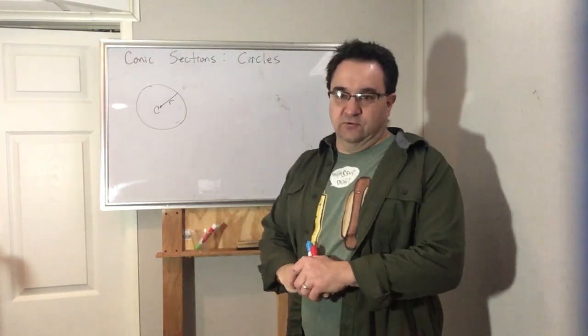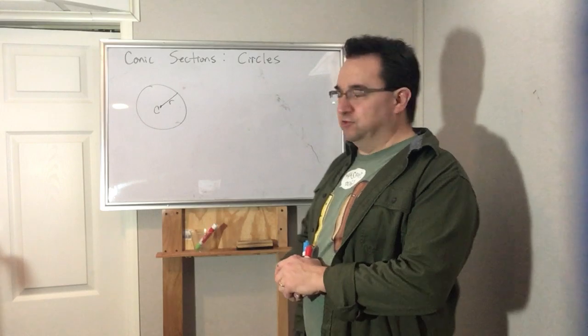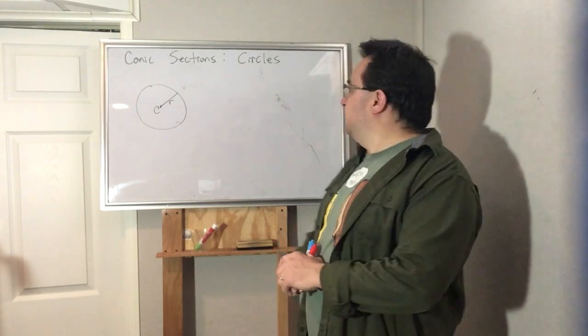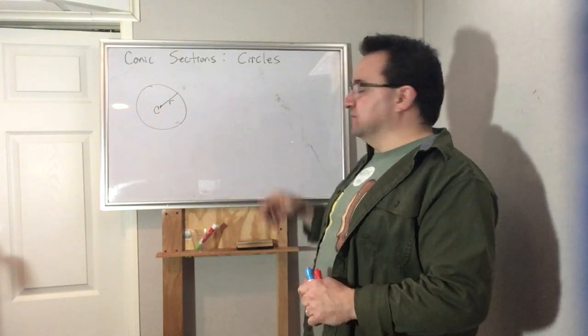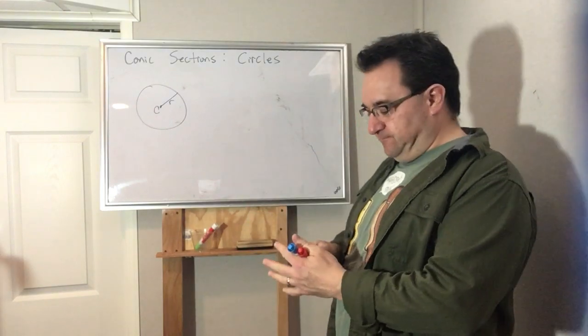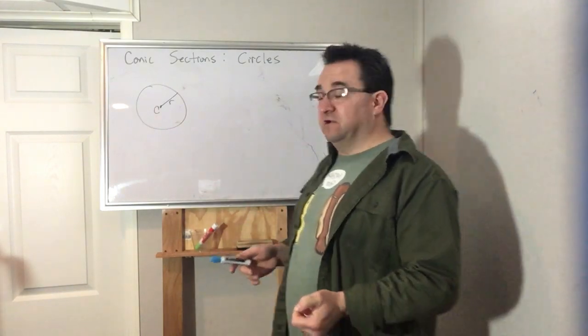Welcome back. So conic sections part 2. We're going to do circles and ellipses today because circles are very short. It's a very quick lesson. And circles and ellipses are very similar.